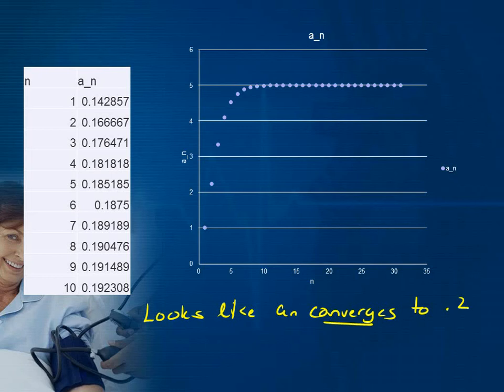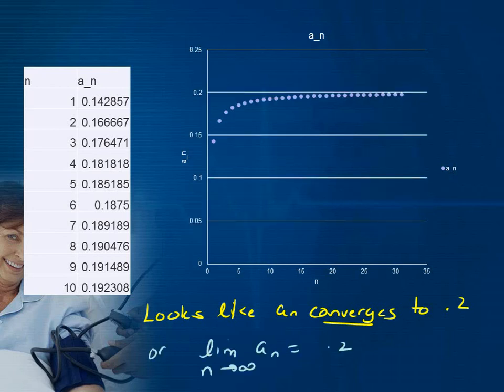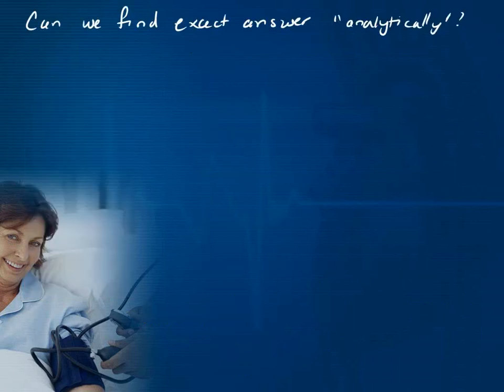It looks like it's converging to 5. I think something's wrong with my graph. Maybe it took some different graph. It's converging to 0.2. I think I switched out one of my graphs. Oh, there it is, 0.2. Wrong graph, right? So it looks like it converges to 0.2. Or we would say the limit as n goes to infinity of an equals 0.2. If you want just the answer, just stick an n equals 1,000 in there. And your calculator will tell you 0.2.